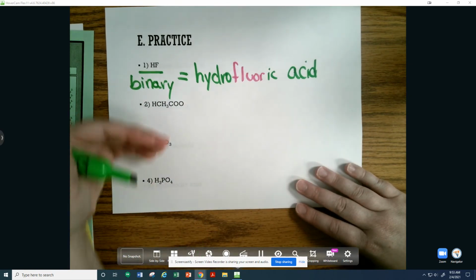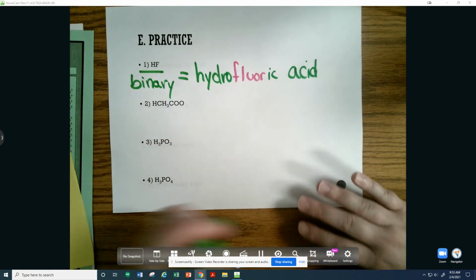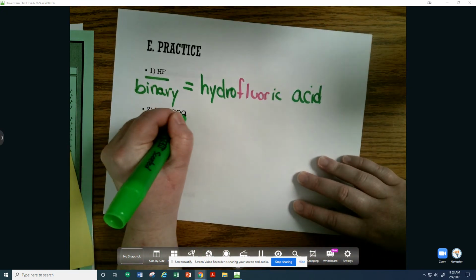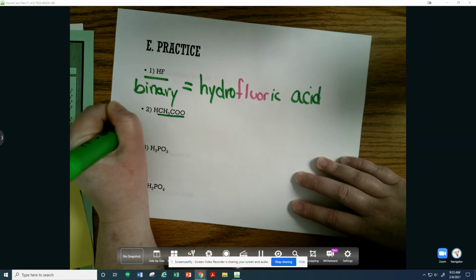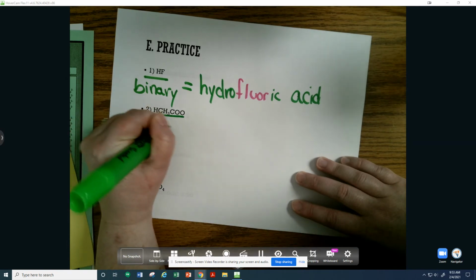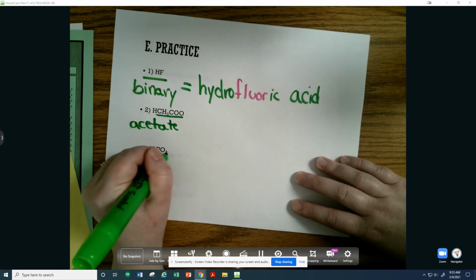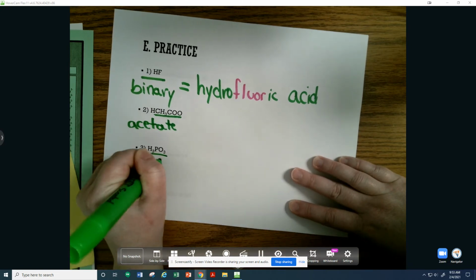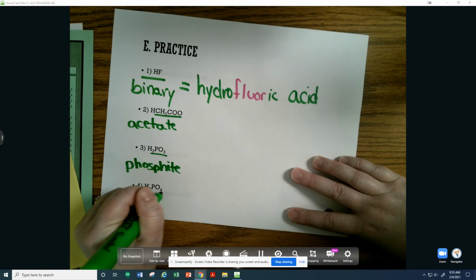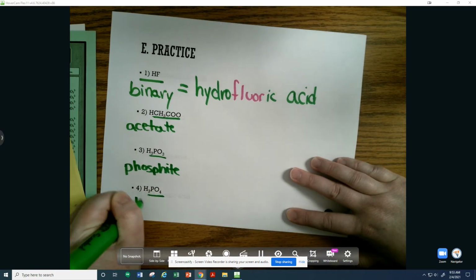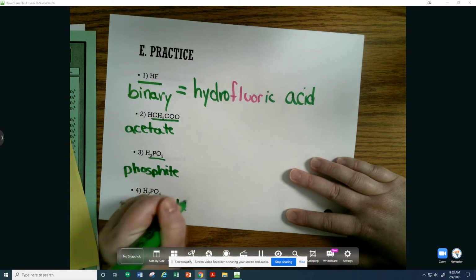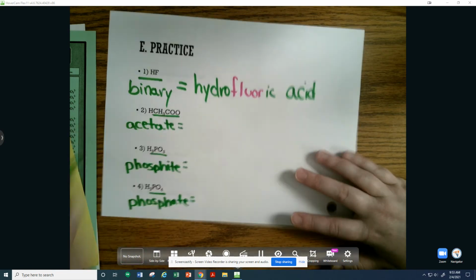Okay, the rest are oxyacids. And so then the last thing is figuring out what polyatomic they have. If you look here, this is the acetate. Polyatomic, this is the phosphite. And this is the phosphate. So that will decide how I name them.